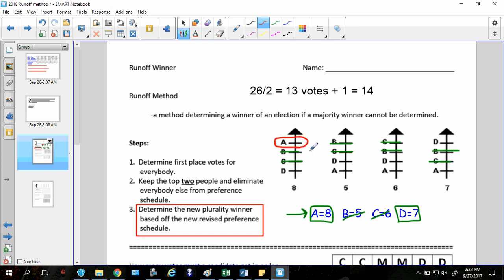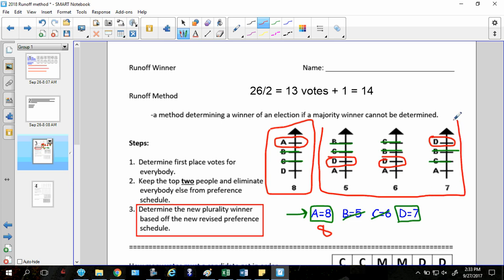A is in first place here. Now notice B and C in the second column were in first place, but they got eliminated. Now D's the first place person. Same thing here, D's first place, and D right here is first place. So when I rework my plurality winners, A still has 8, because A is number 1 on this column here. But notice D is on top of the rest of the other columns. So I'm going to add those up. And D ends up winning, not with 7 votes, but with 18. So my winner is D with 18 votes.